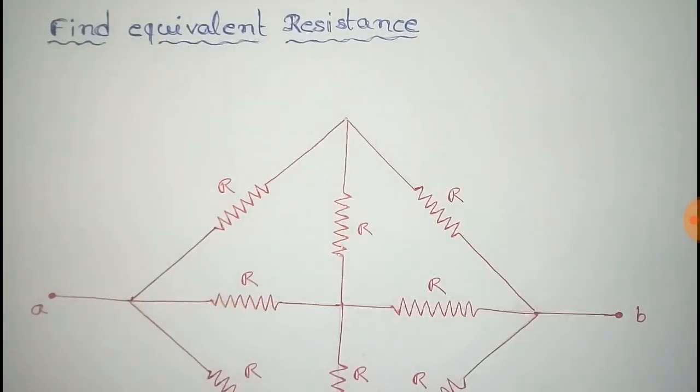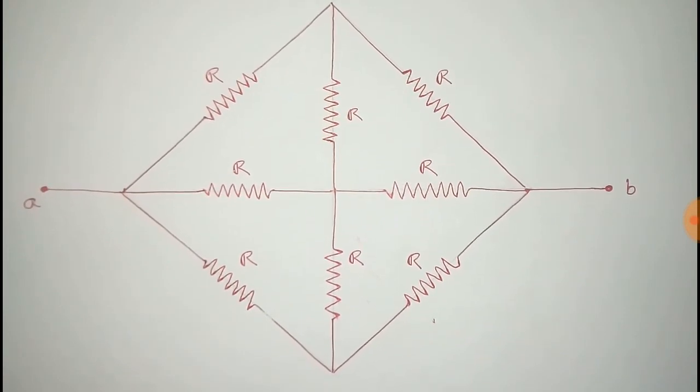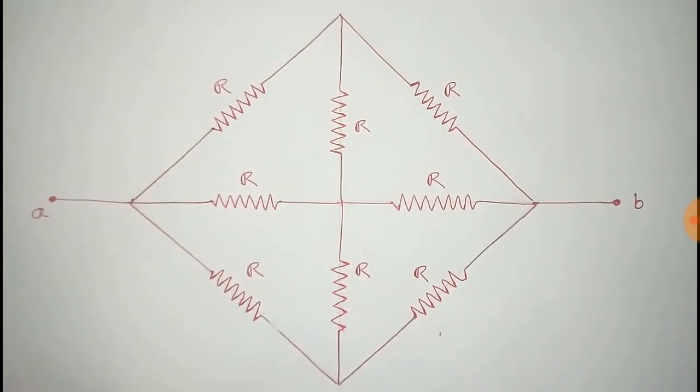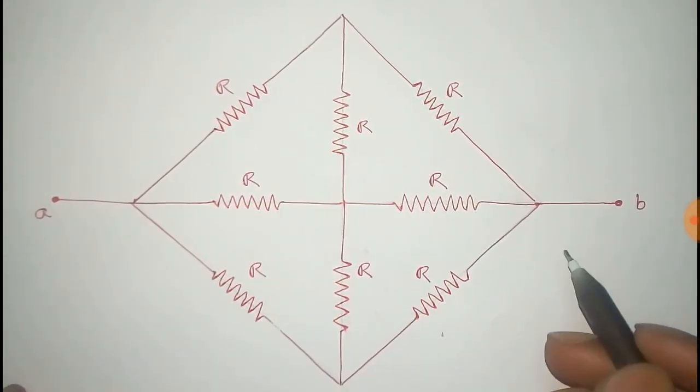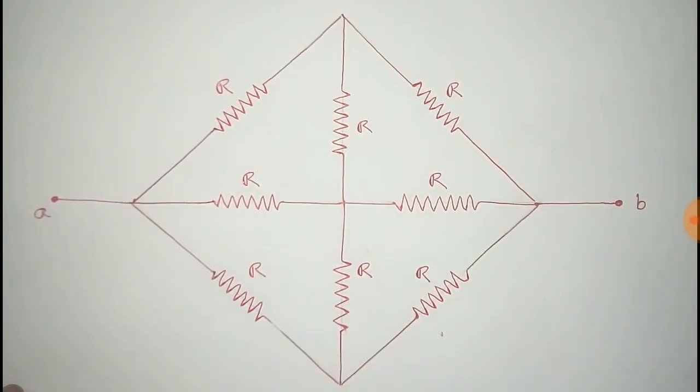In this video you will find the equivalent resistance of this circuit. So we have to find the equivalent resistance between the points A and B. So that is the point A and that is the point B, and all the resistors have the same value, that is R. So let's start.